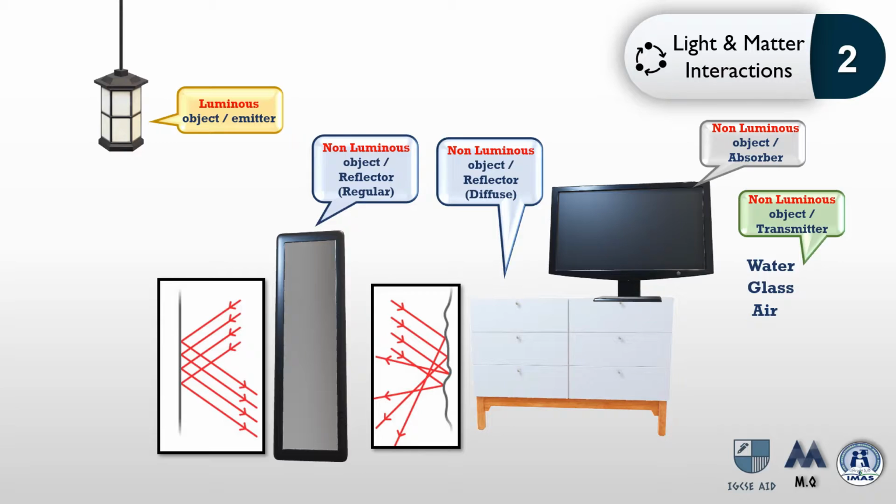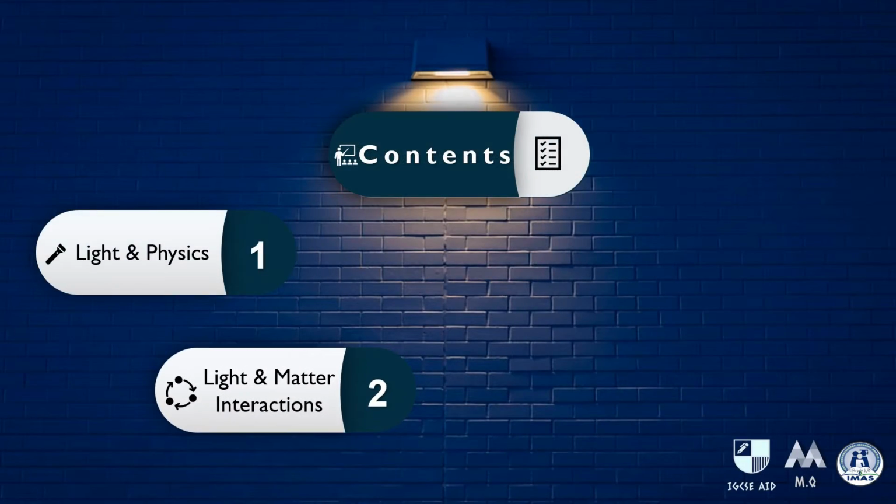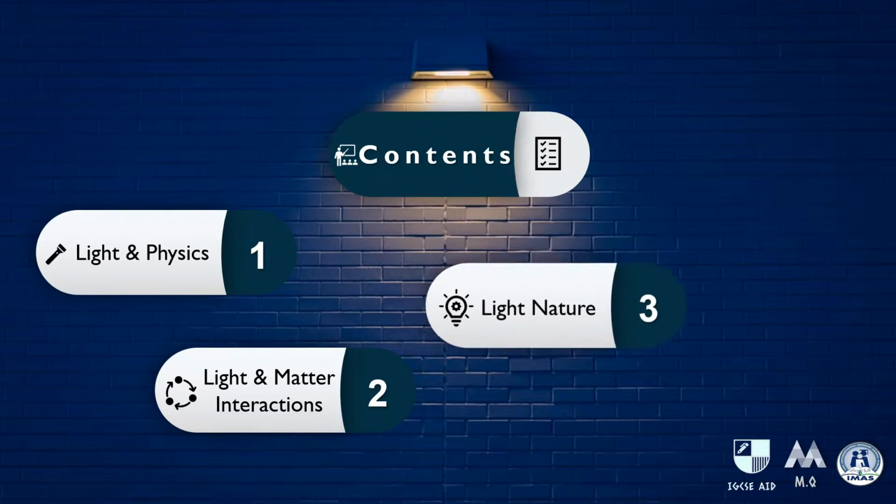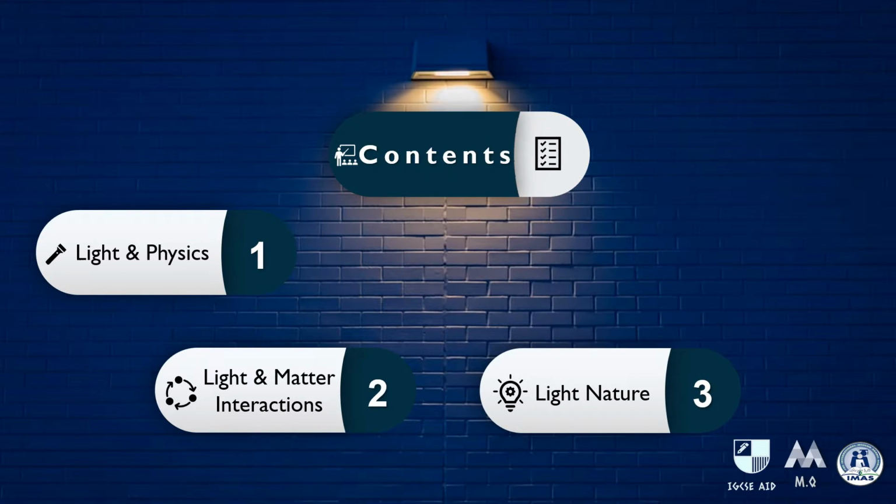And then you have absorption, which happens from black or dark surfaces, and you have transmission, which happens from transparent materials, materials that allow light to pass through. And that's the end of light and matter interactions. Now let's go to the light nature itself. What is light made up of?